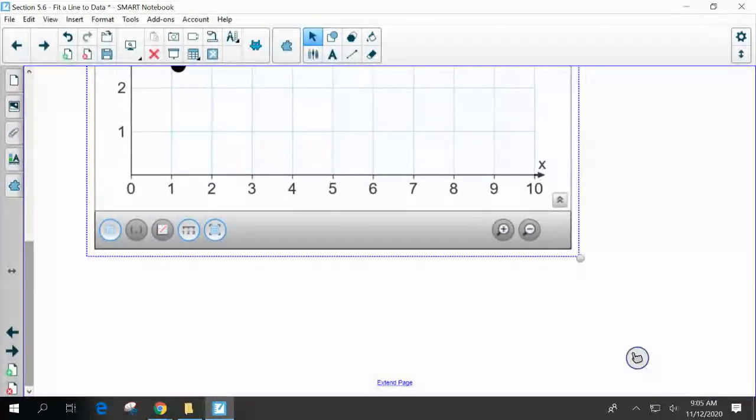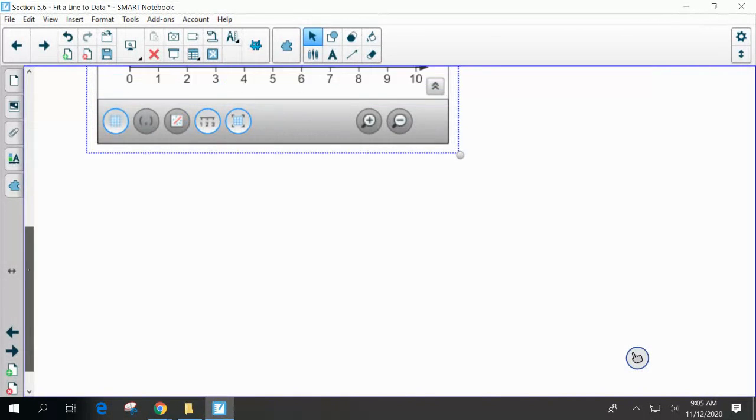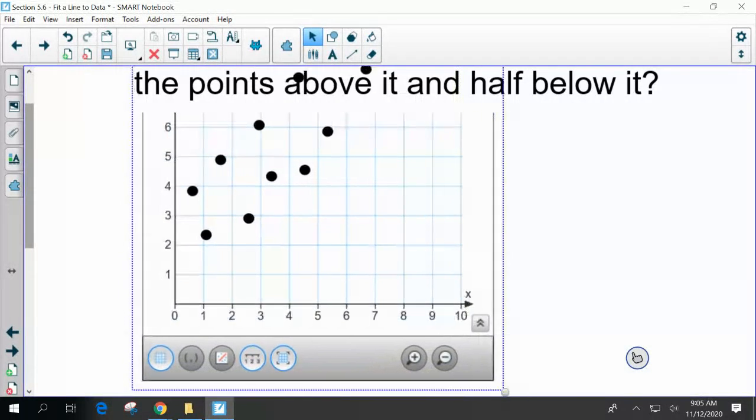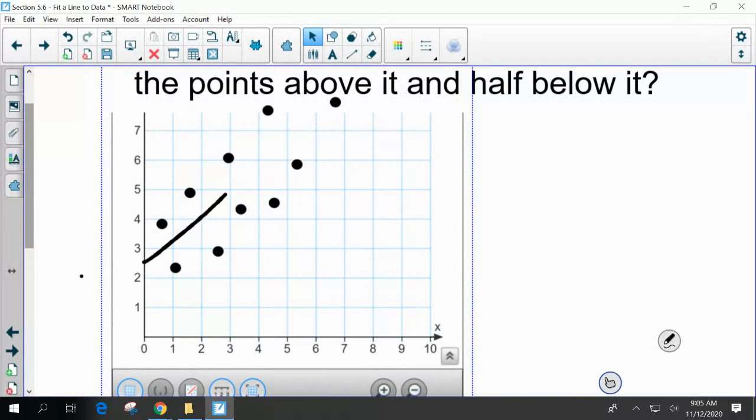The answer is yes. This is confusing to some kids. You don't actually have to hit data points. You just need to draw a line somewhere through your data. So you could do something like this. Notice I didn't really even hit any data points. I just drew a line kind of in the middle of my data.